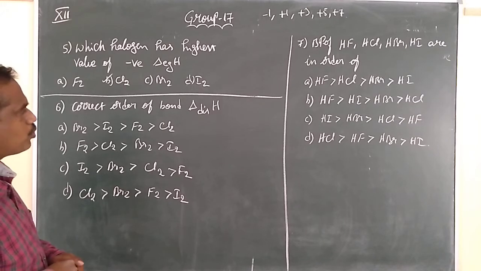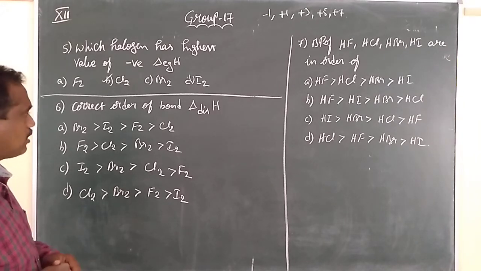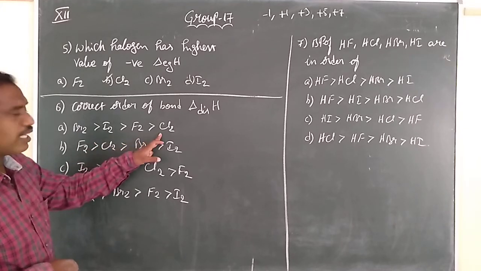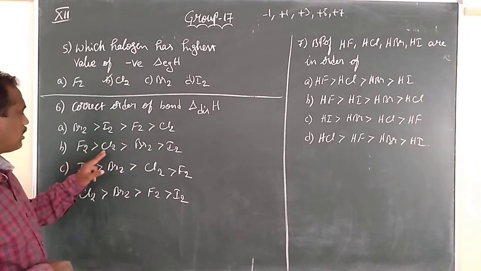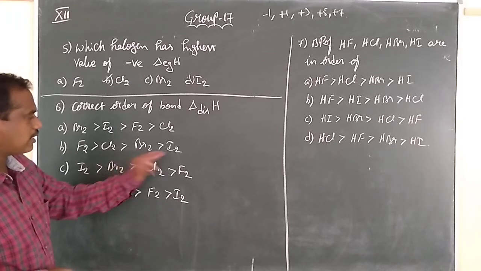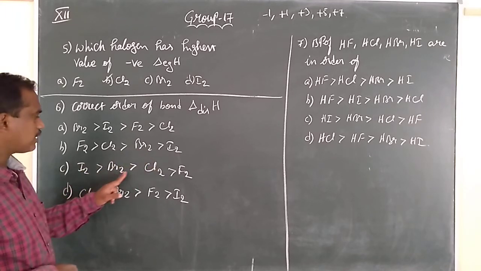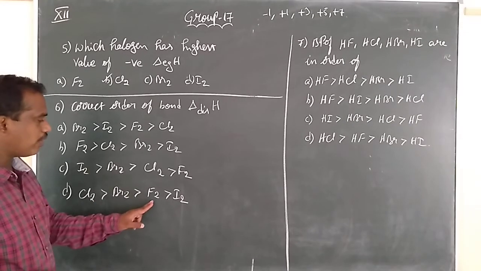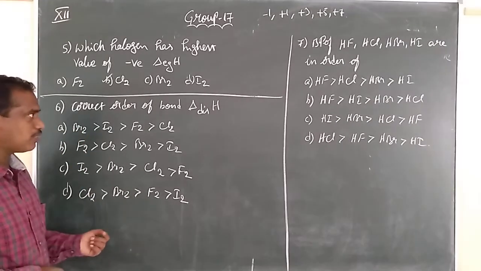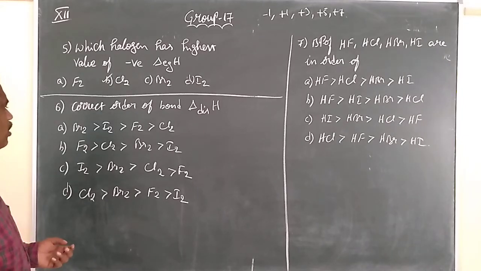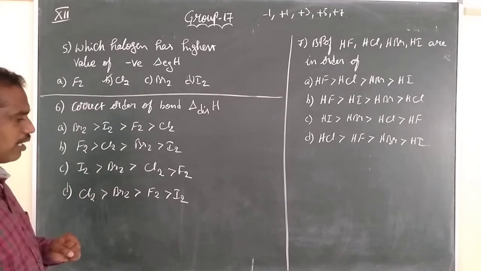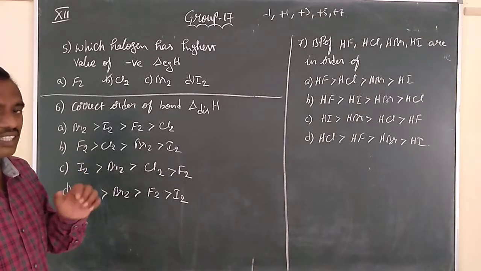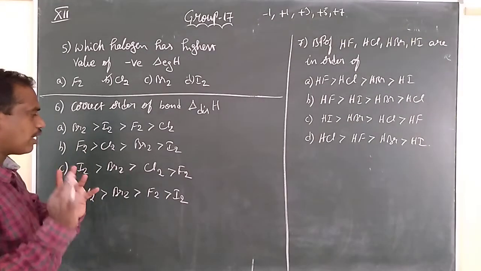Correct order of bond dissociation enthalpy. Some orders are given: bromine greater than iodine, which is greater than fluorine, which is greater than chlorine. Fluorine greater than chlorine, greater than bromine, greater than iodine. Iodine greater than bromine, greater than chlorine, greater than fluorine. Chlorine greater than bromine, greater than fluorine, greater than iodine. I had already explained this point, bond dissociation enthalpy. So you find out which is correct. Here, bond dissociation enthalpy of fluorine is lesser than chlorine. In this case, we can find two options.